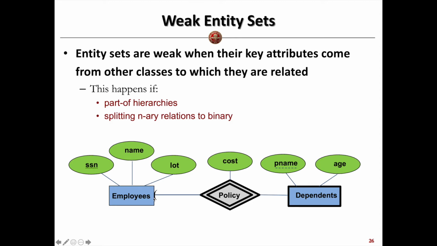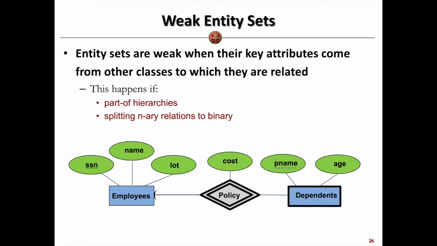The employee has a bunch of attributes: SSN, name, and so on. And the policy has one attribute, the cost. The dependent has a name as well as age information. Before, we mentioned that this dependent entity can be so weak that its key must come from some other entities it depends on, right? If we want to identify one dependent, we need to combine both the SSN together with the PNAME. It will form a key for the dependent, right? Because this one is a weak entity.